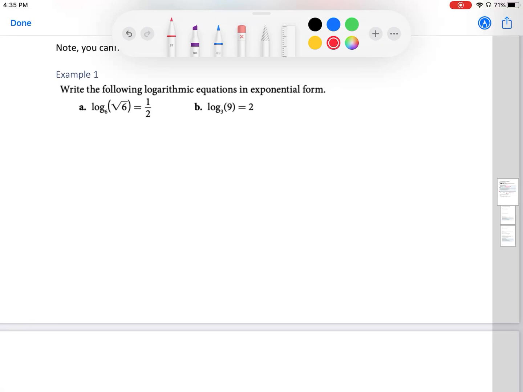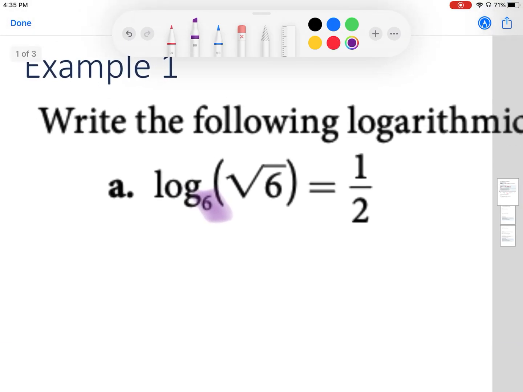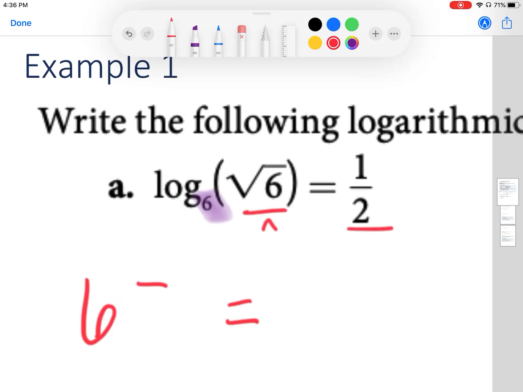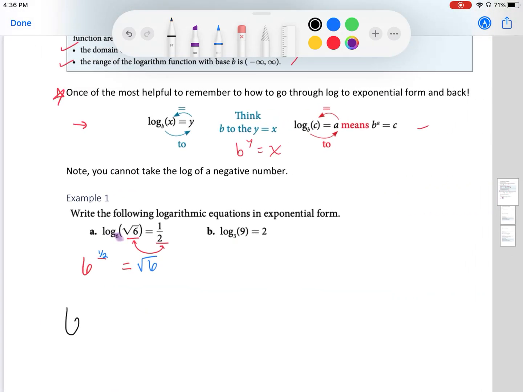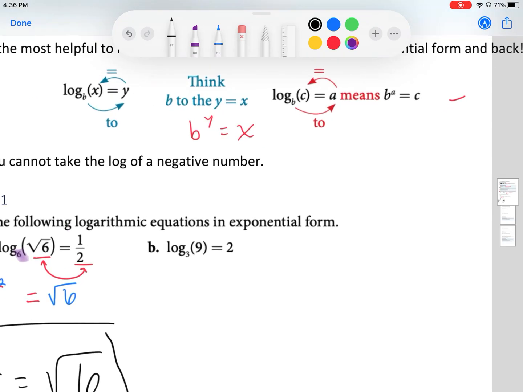The first example says, write the following logarithmic equation in exponential form. The base is what I keep an eye out for first, because your base stays the same. So I have a base of 6. Now I need an exponent and something that it's equal to. We have them here, and the way I think about it is that they're switched. So my exponent is 1/2, and my answer is square root of 6. So I have 6 to the 1/2 power is square root of 6. And yes, that is true, right? The square root is like a radical, a rational exponent.